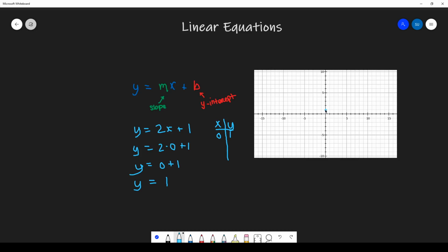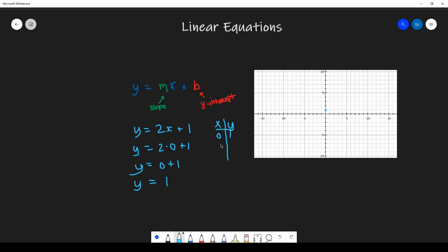And this is actually our y-intercept, as I said earlier. The y-intercept is where that line will touch the y-axis, and it is also when the x-coordinate is going to be equal to 0. Because whenever x is equal to 0, you will notice that that is at the y-axis. So that is when the line is crossing the y-axis. So this is our y-intercept.